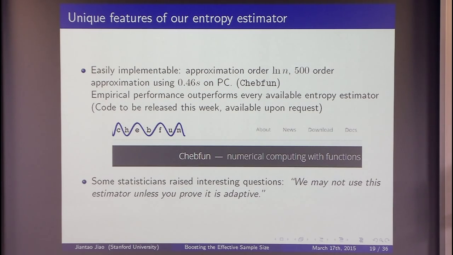However, after we show this to some statisticians, we usually get many constructive criticisms, which we really appreciate. They say we may not use the estimator unless you prove it's adaptive. What does that mean? What do you mean by proving it's adaptive?